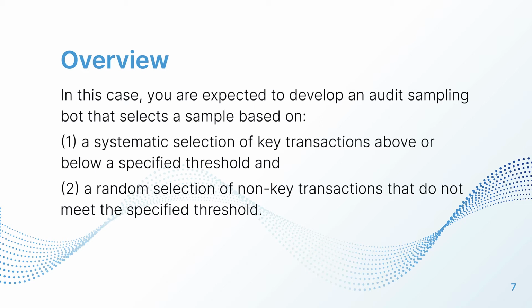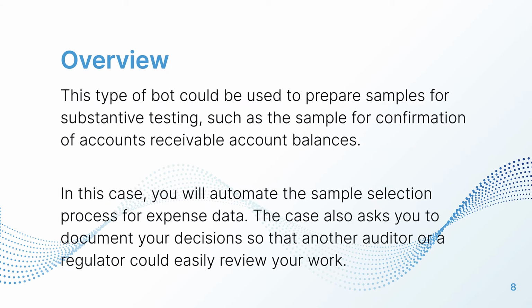Next, from the rest of the non-key transactions, you are going to draw a random sample and then include it in our selected sample. This type of automation could be used to prepare samples for substantive testing, such as the sample for confirmation procedure and others. In this case study, not only will you automate the sample selection process, you will also document your decisions so that another auditor or regulator can easily review your work.